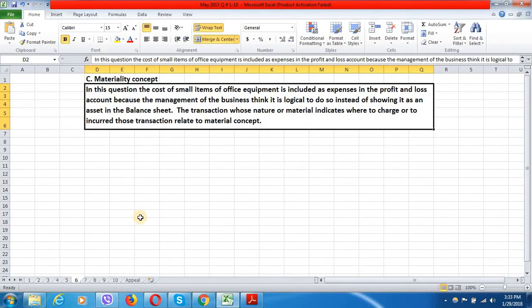In this question, the cost of small items of office equipment is included as expenses in the profit and loss account because the management of the business think it is logical to do so instead of showing it as an asset in the balance sheet. The transaction whose nature or materiality indicates where to charge or to incur, those transactions relate to materiality concept.